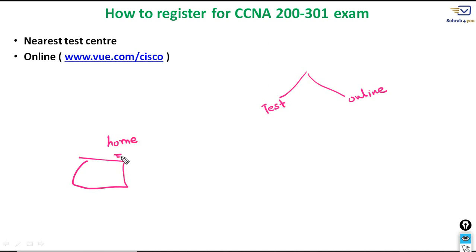Suppose this is your home, any place where you're living. Do the Google search, type what is the nearest Cisco test center. For example, here is the test center. Then you come to the test center and ask that you would like to register yourself for the Cisco exam. Then they are going to guide you through all of it. They need some ID documents, and then you have to pay their fees. Then they will schedule your exam timetable.